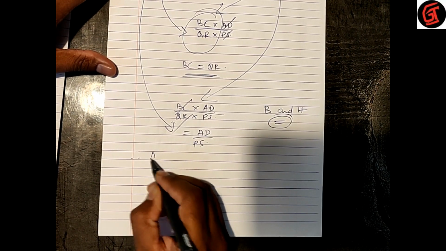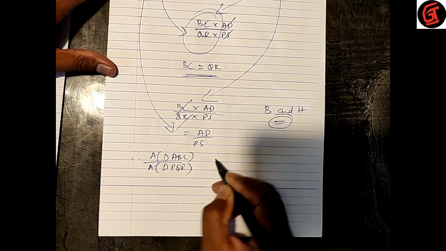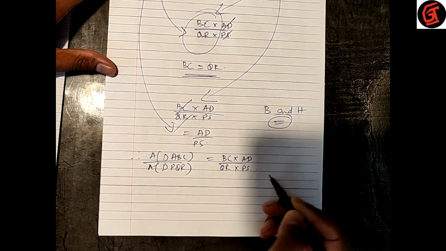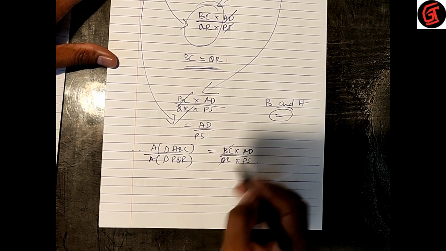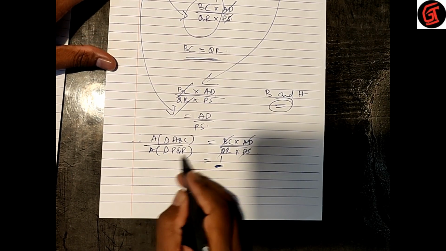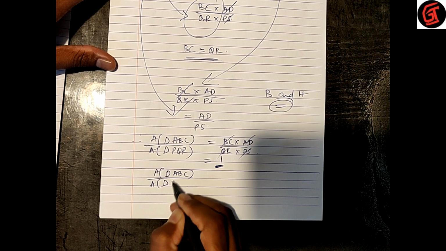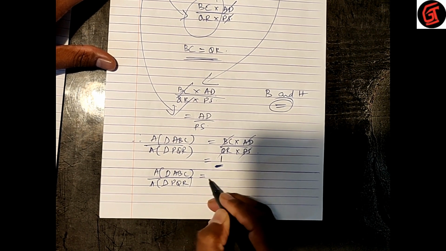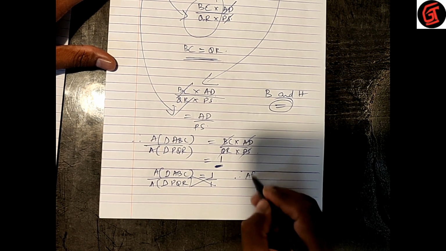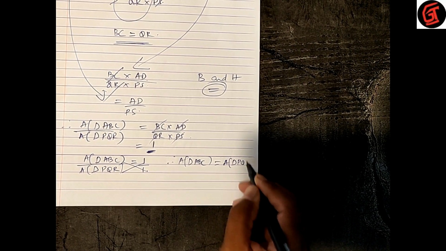So therefore, area of triangle ABC upon area of triangle PQR will be equal to, now this is BC into AD and QR into PS. So if both are equal, these two are equal and these two are equal, all get cut. So this is equal to what? 1. So therefore, area of triangle ABC upon area of triangle PQR is equal to 1. That means if you cross multiply, this is upon 1. So therefore, area of triangle ABC is equal to area of triangle PQR.